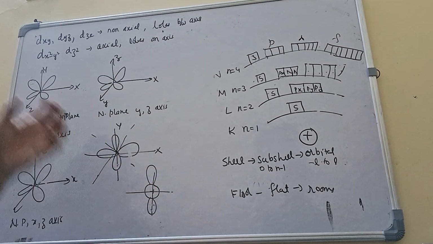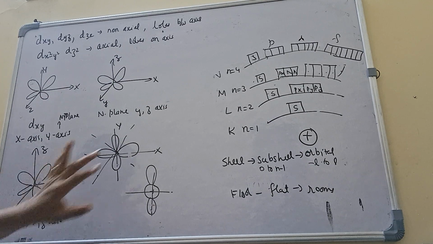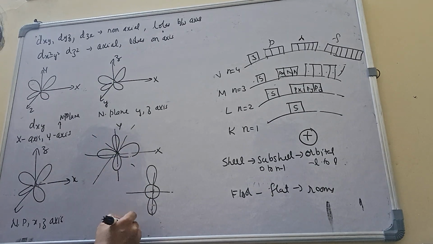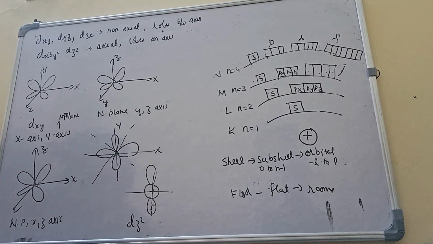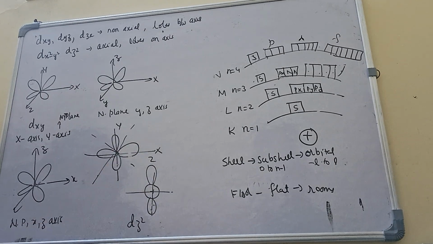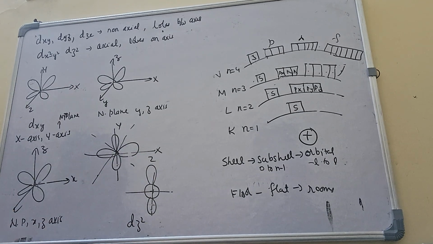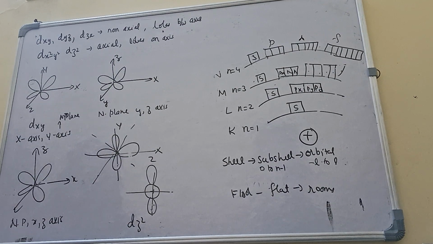So there is a ring at the center. On top of the ring you have your lobe. So this is dz square, and this is the z axis in that case. And it doesn't have a nodal plane. Okay, so that is about the orbitals.